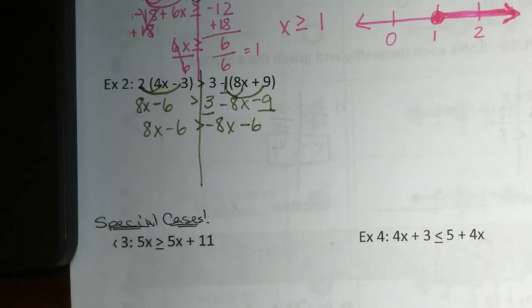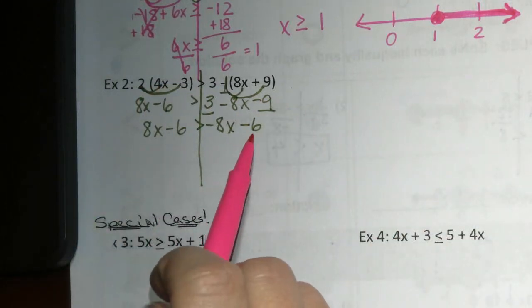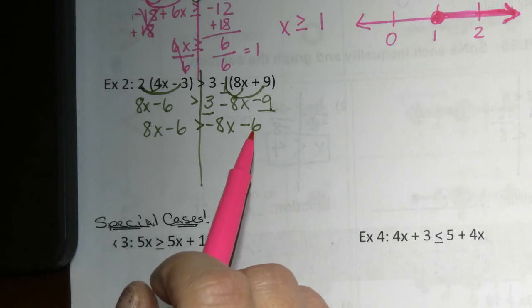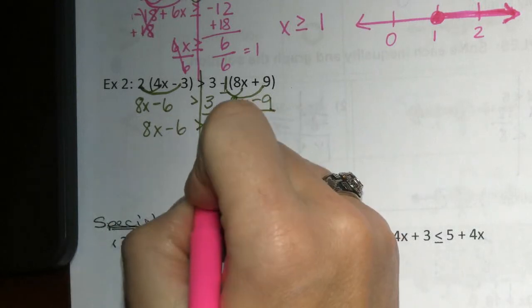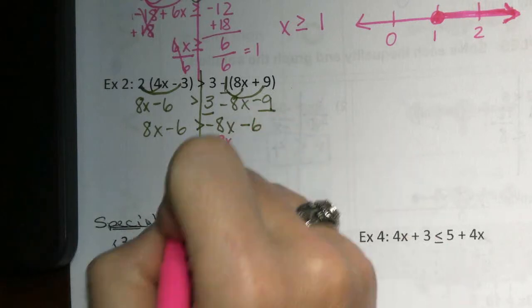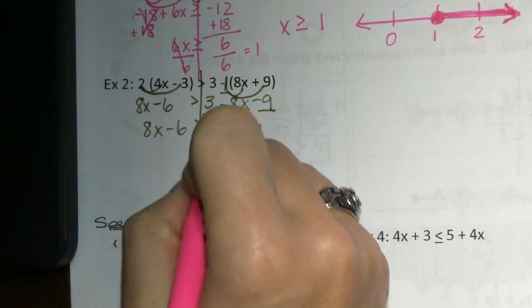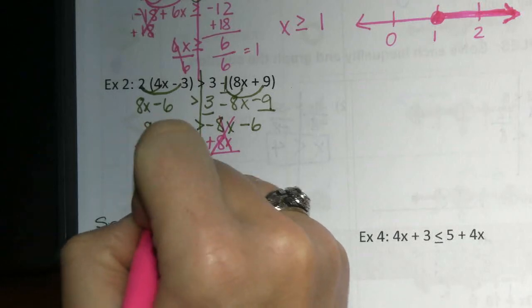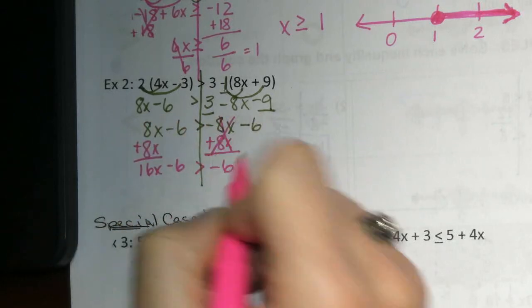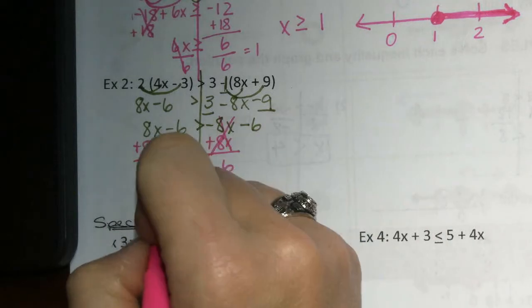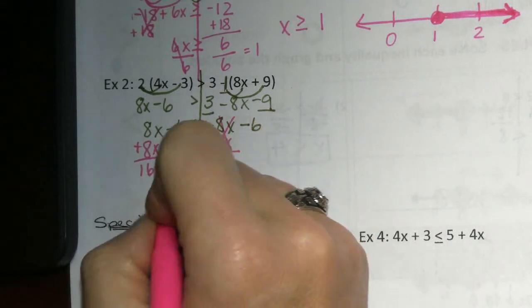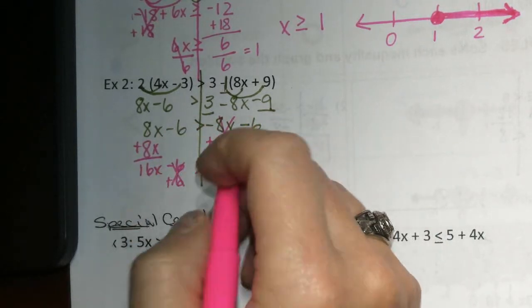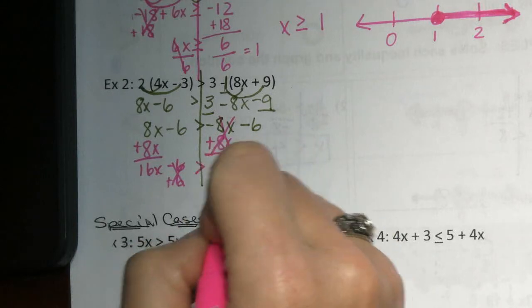All right, now we can start moving things around. I'm going to put my x's on the left side by adding 8x to both sides to zero this out. Okay. And then I'm going to add 6 to both sides to zero this 6 out so that the numbers are all on the right side.